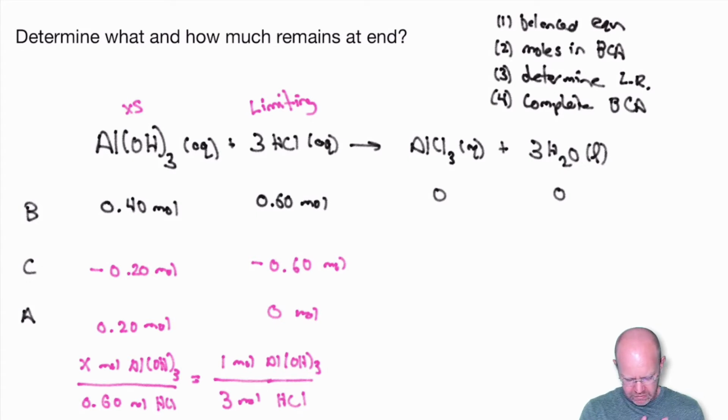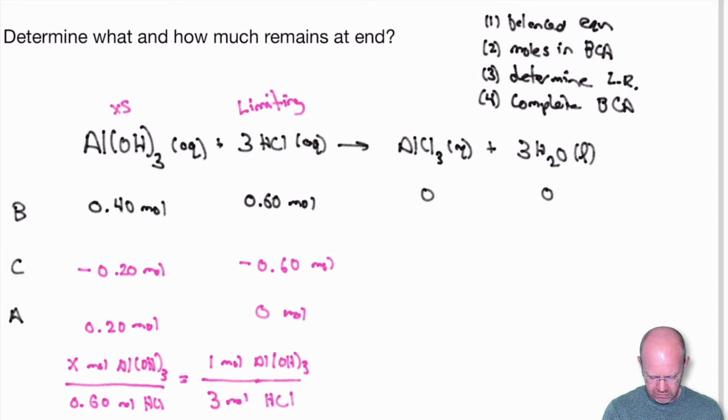So the first thing is we had a balanced chemical equation. Then we put the moles of the reagents into the BCA table. We determined the limiting reagent, and now we're working on completing this BCA table. And the key thing I want to remind you is you need to start with the limiting reactant and then use the mole ratios in the reaction equation to figure out all of the other parts of the BCA table. So now we've figured out the reactant side.